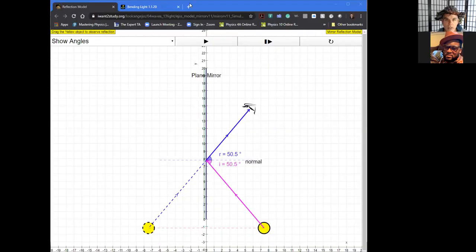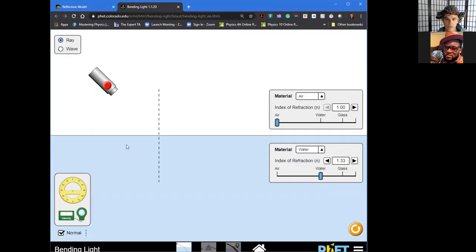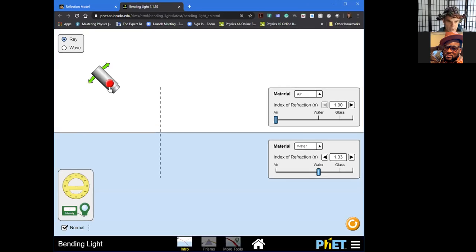Okay, what I want to do is just spend about 10 minutes introducing refraction, and then we'll finish it up on Thursday. Let me start with a screen share of bending light intro. Whenever light hits a material, some of that light can get absorbed, some of that light can get reflected, and some of that light can get transmitted through.